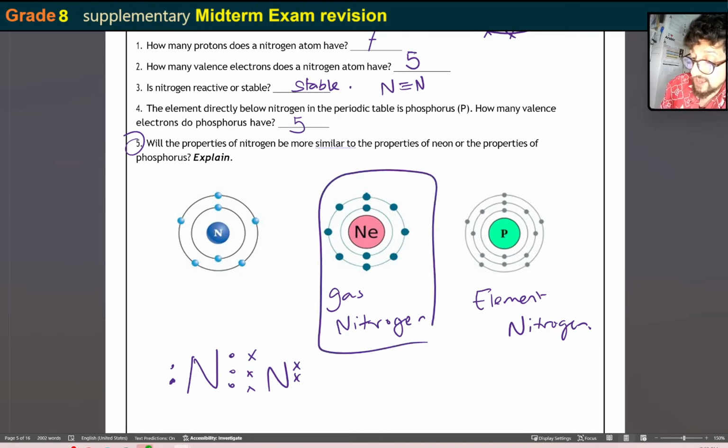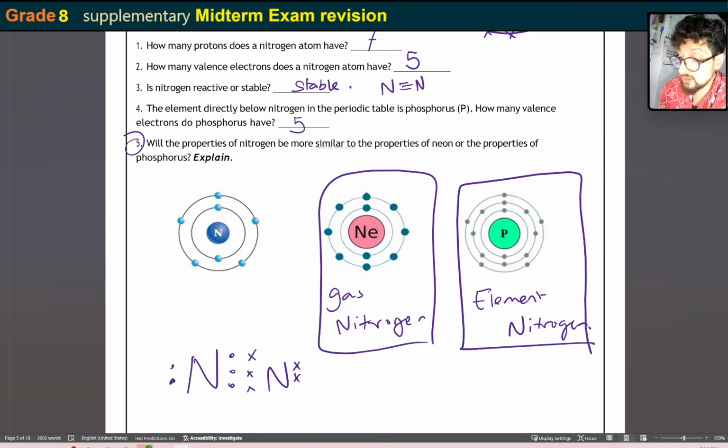Nitrogen gas acts like neon, but the element nitrogen acts like phosphorus, which is in the same group, because things in the same group have the same properties. So I'm going to assume that it's talking about the element nitrogen. The properties of nitrogen be similar to those properties of neon or properties of phosphorus. I'm going to assume that it's talking about phosphorus because it's got the same number of valence electrons. Elements with the same number of valence electrons have similar properties.